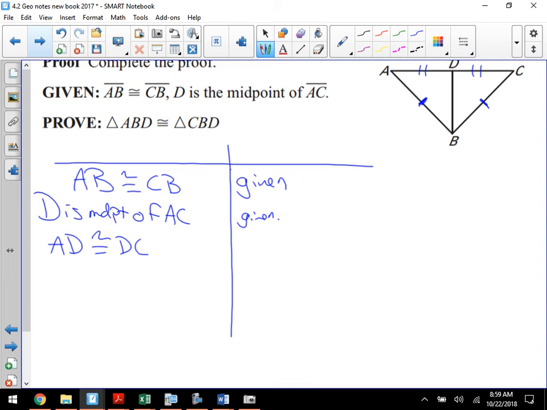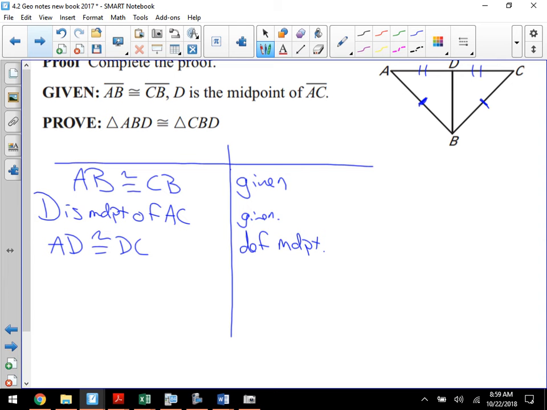What's my reason? There you go. Definition of midpoint. You were given something that had a definition, you used that definition, and you marked the diagram. So now you've got two things done, and you have to figure out a way of showing the triangles are congruent. Well, you only know two ways as of right now officially: side, side, side, and side, angle, side.